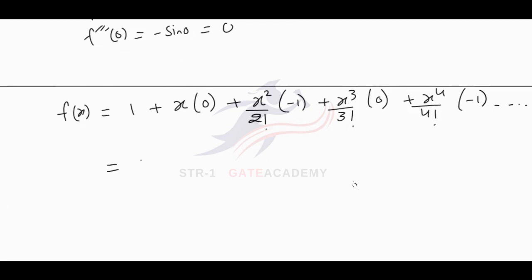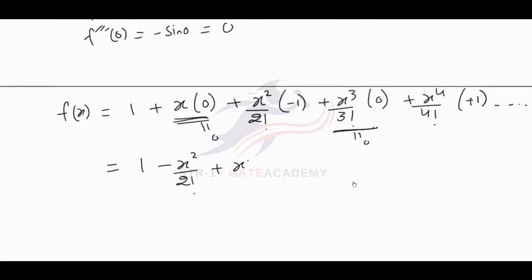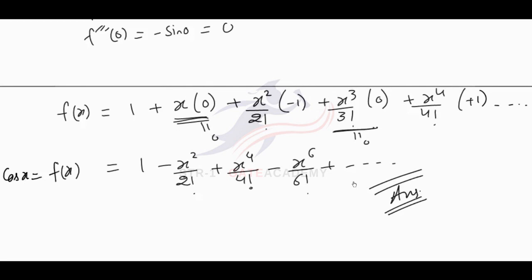So if you see, this will shortlist to 1, plus this term will become 0. So you will be getting minus x square by 2 factorial. This term again will become 0. The fourth derivative is positive, so you will get plus x raised to 4 by 4 factorial, minus x raised to 6 by 6 factorial, and so on. And we also know that the standard expansion of cos x is this only. We have studied it in our earlier standards also. So that is the answer. Clear how to solve this particular type of question?